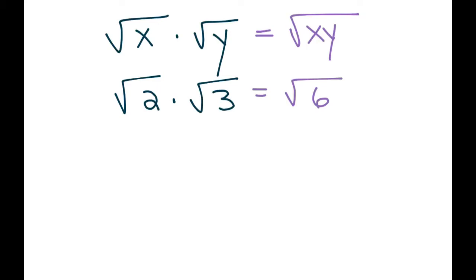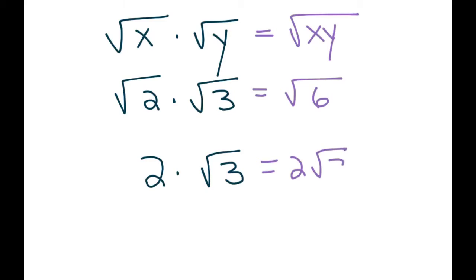But you have to be careful, because if I gave you this problem, this is not the square root of 6. This is just 2 the square root of 3. The only time you can multiply together what's under the radical is if both terms are under a radical. Whereas in this example, 3 is under a radical, but 2 is not. Therefore, I can't combine them. I can just smush them together into a little multiplication problem.